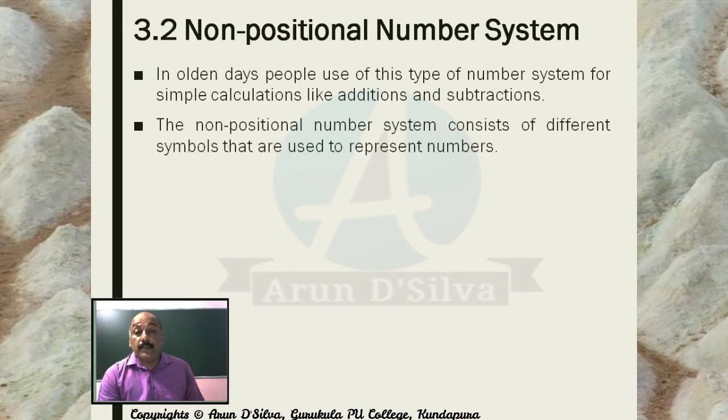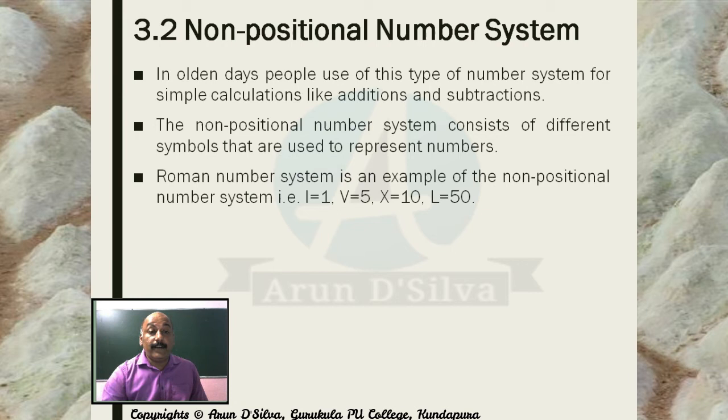The non-positional number system consists of different symbols that are used to represent numbers. They used the symbols to represent the numbers. Example: the Roman number system is the best example for the non-positional number system. See, they will use I for 1, V for 5, X for 10, L for 50, C for 100, D for 500, etc. So these are the symbols that they used.